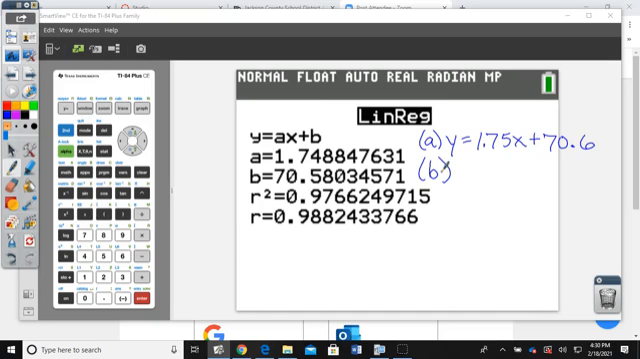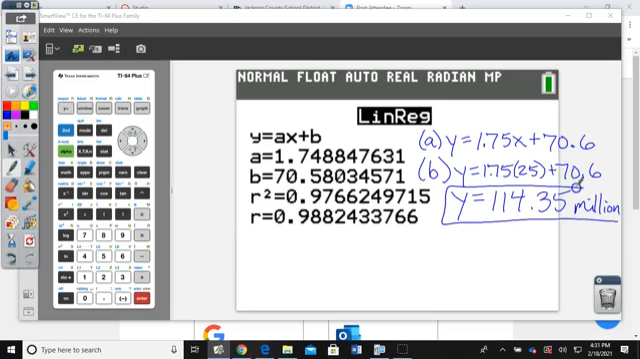So part B says use the model to predict the population of Mexico in year 2005. Well, 2005 is how many years since 1980? That would be 25 years. So I'm going to plug in 25 for X, and I work out this problem. So Y equals, if you put that in your calculator, you should get 114.35, and of course that is million because it's measured in millions. Okay?